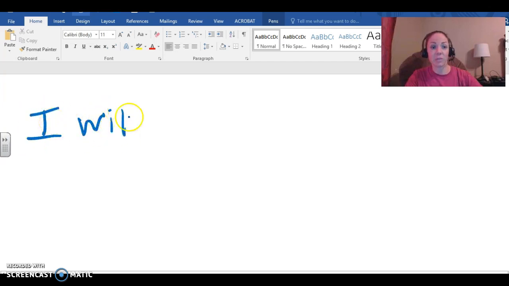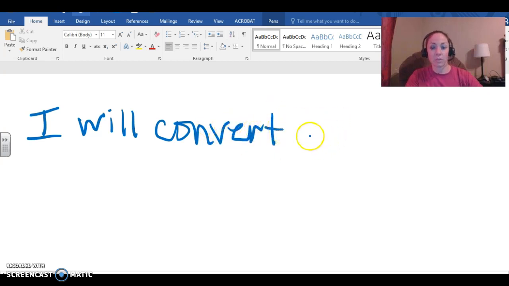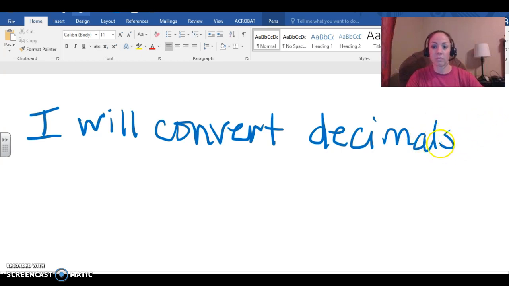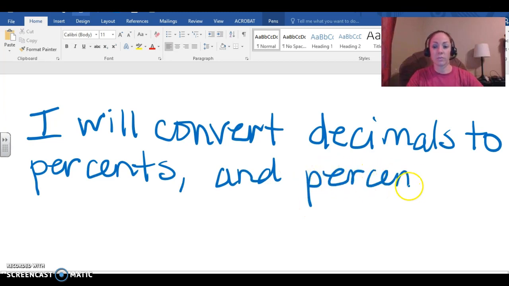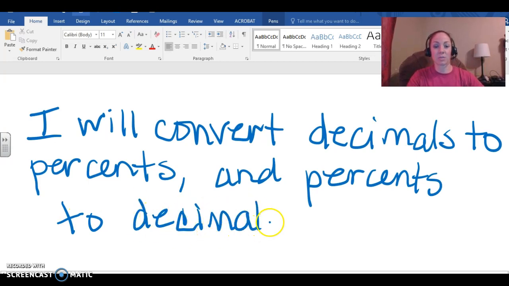I will convert decimals to percents and percents to decimals. Kind of sounds like we're going to be all over the place a little bit. So make sure you hit pause and you get all of that in your notes.